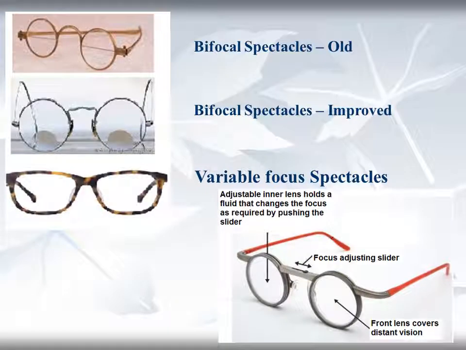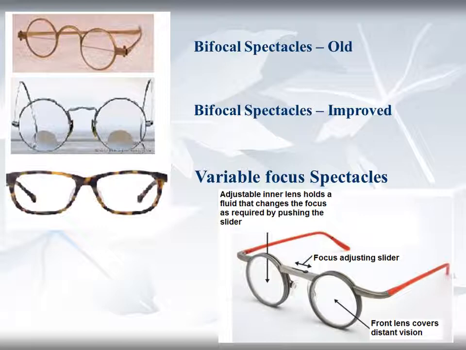Now, coming to an example of different types of design. As you can see in the figure, these are the different stages of improvement in the spectacles. As you can see in the first figure, it is the old version of a spectacle which is called bifocal spectacles. And an improved version is called bifocal spectacles improved, which is shown in the second figure.